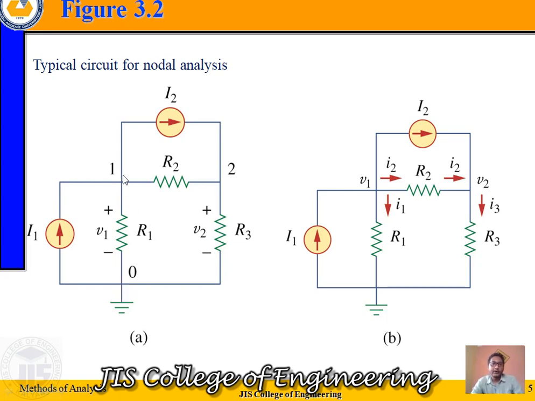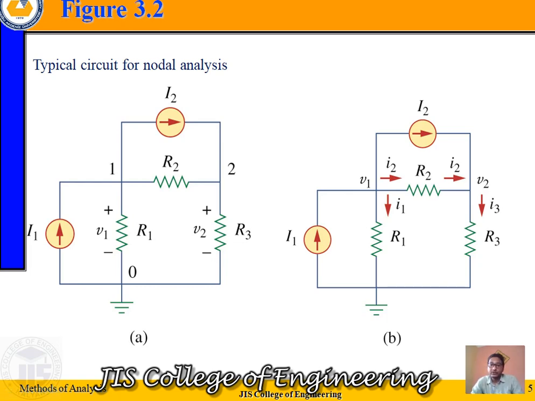Similarly, the point 1 here also has branch 1, branch 2, branch 3, branch 4. 4 branches meet together, so we can consider this one as a node also. Similarly, at point number 2, 3 branches meet together, so we can consider this as a node also. So simply we can say there are 3 nodes.